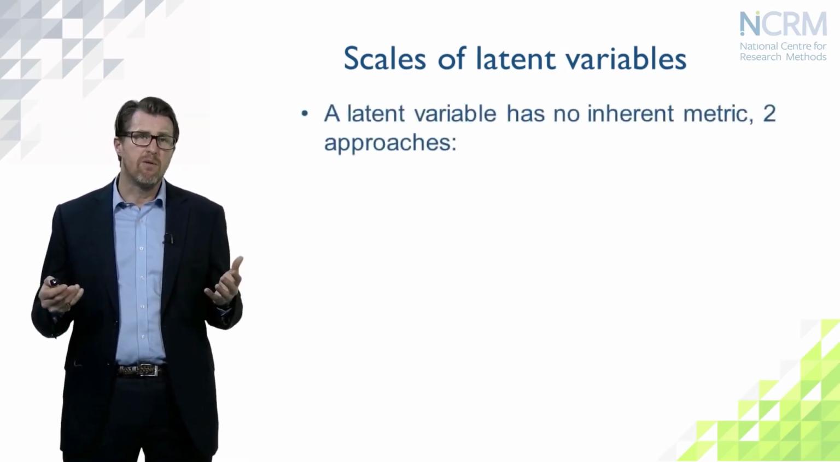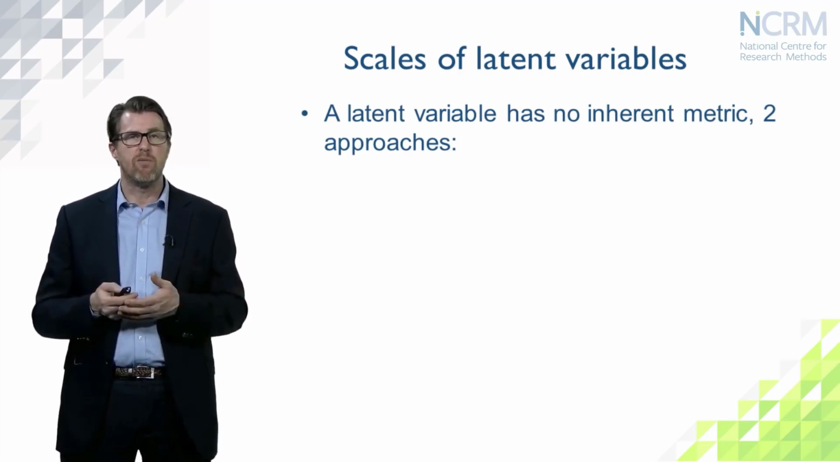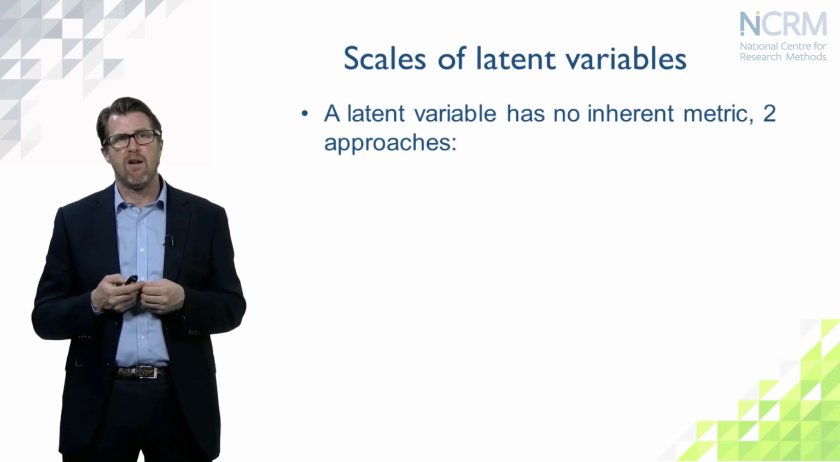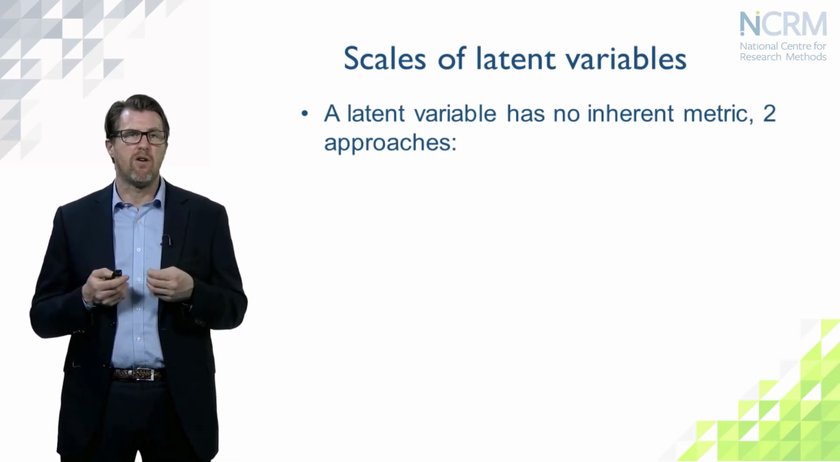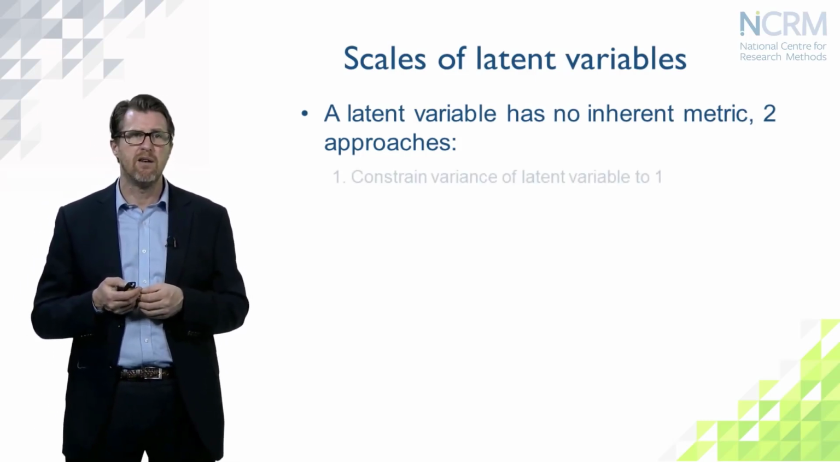For a latent variable, we don't have any metric. It is an unobserved variable. It's a hypothetical variable, so it doesn't have a metric on its own. We have to give it one. And there are two ways that this can be done.